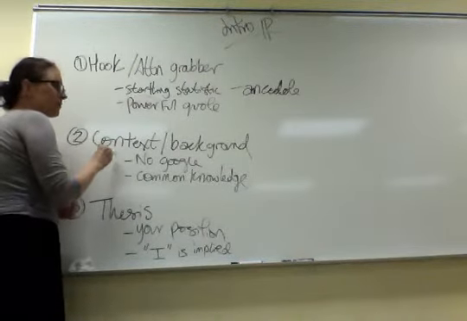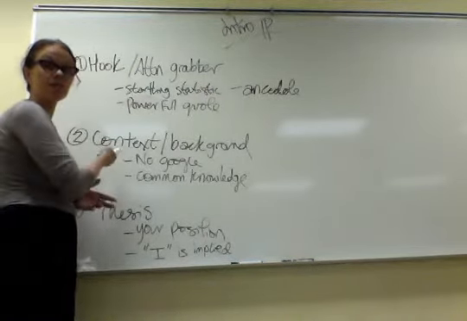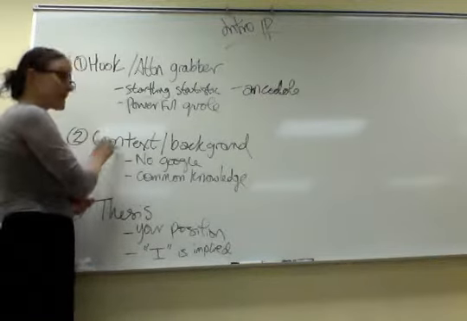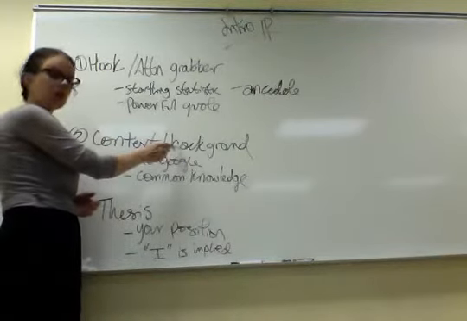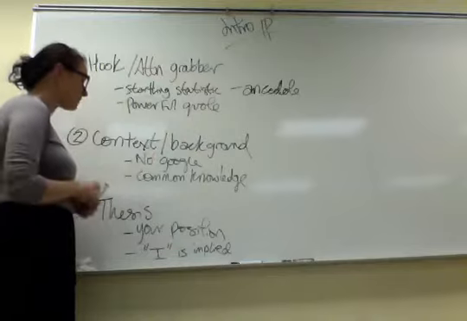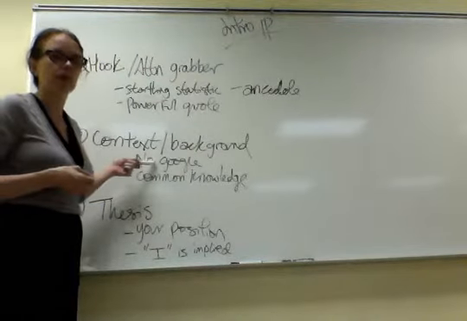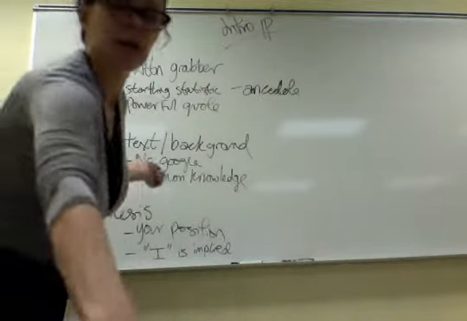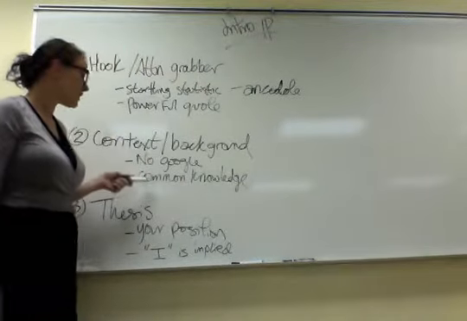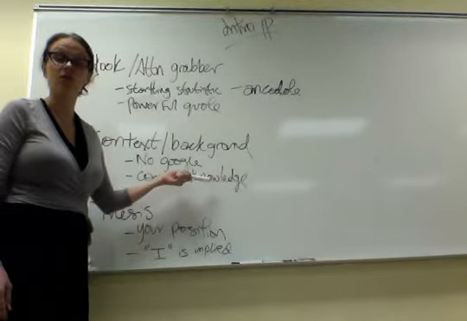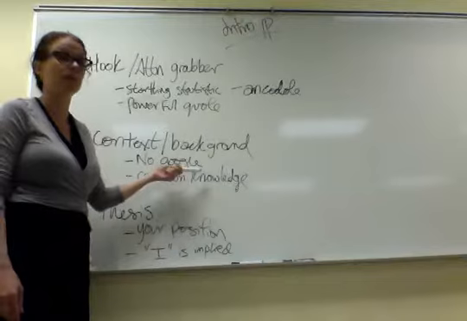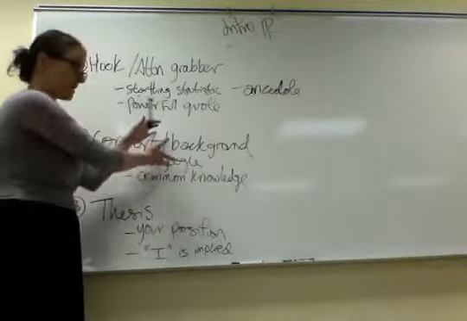The second part, which is longer, it's generally a good 4, 5, 6 sentences, is the context or background. Same thing, 2 different words meaning the same thing. Don't Google here. There's no need to Google. It's just common knowledge. It's your common knowledge on a topic that's going to make up this part.